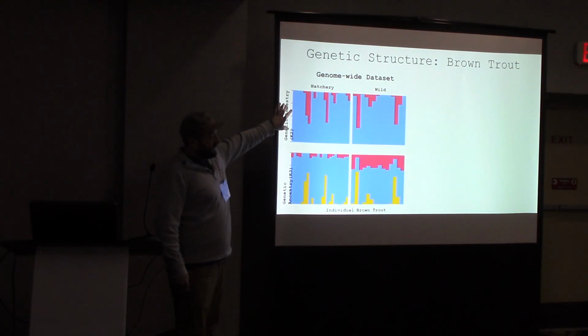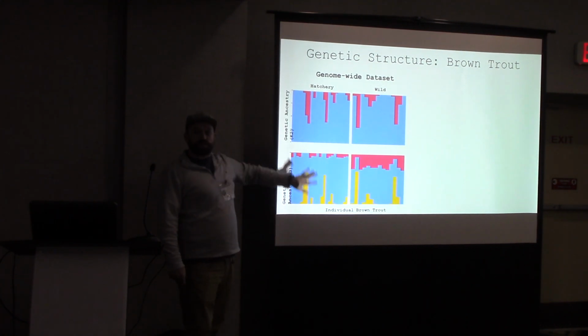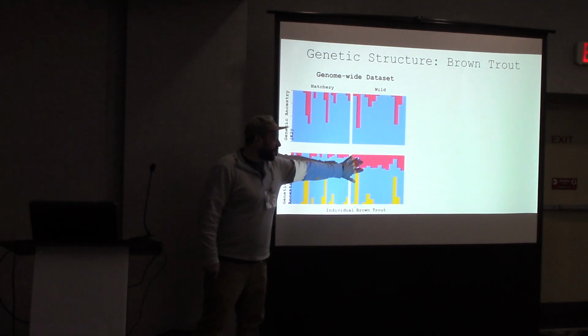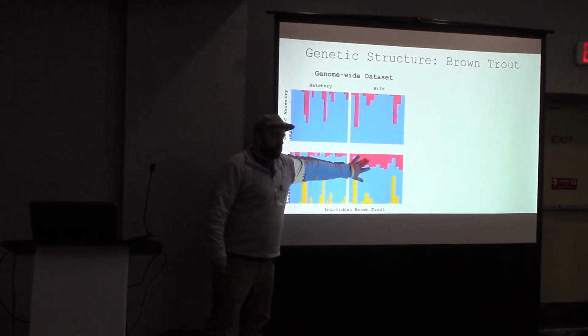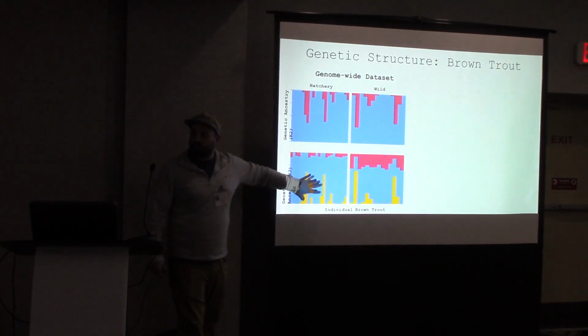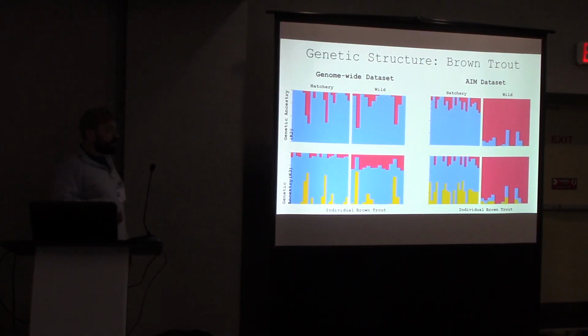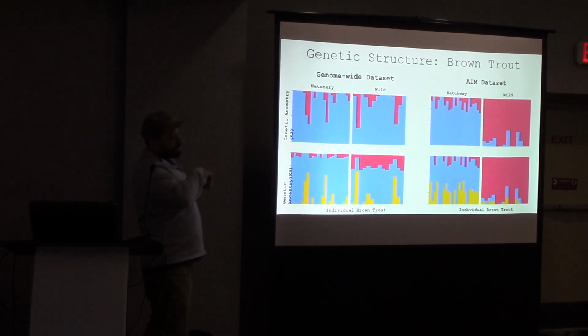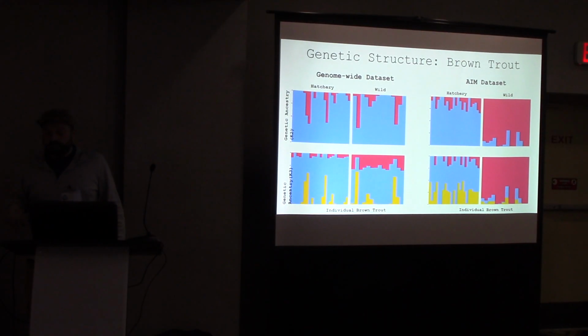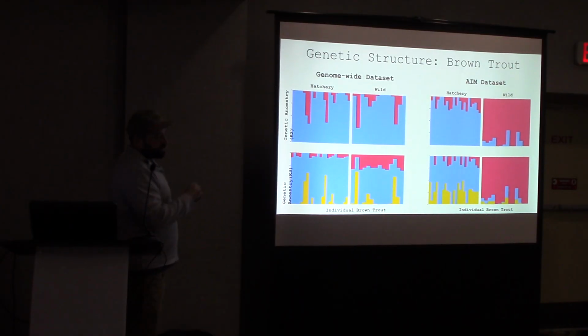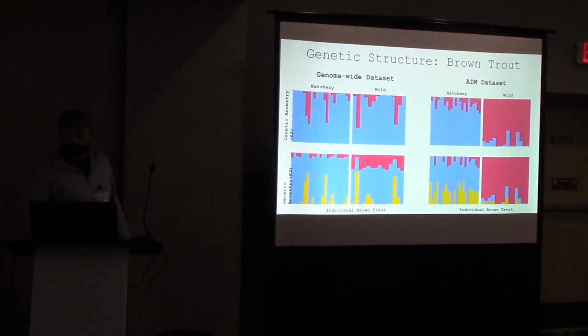All right, brown trout. Interestingly enough, you'd see almost no genome-wide genetic divergence at K2 or 3. A little bit of a split here, right? In the wild, a little bit of red, a little blue, mostly blue over here. But again, when we bring in the ancestry informative data set, we see a pretty clear split at K2. No new useful information added at K3.